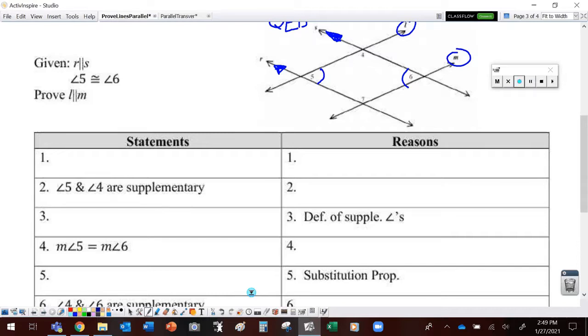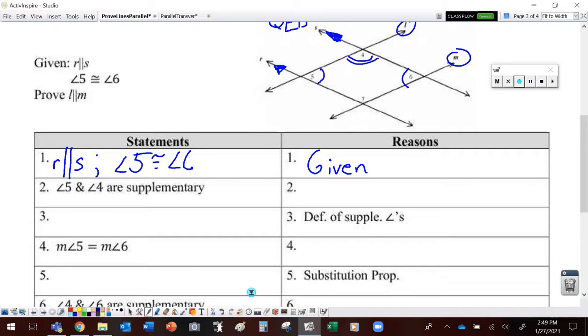Well, we know where we're always going to have to begin is with our given. So start by saying that line R is parallel to line S, and angle 5 is congruent to angle 6. Okay, we know that's true because that's the given information. Okay, now next up, they tell us that angle 4 and 5 are supplementary.